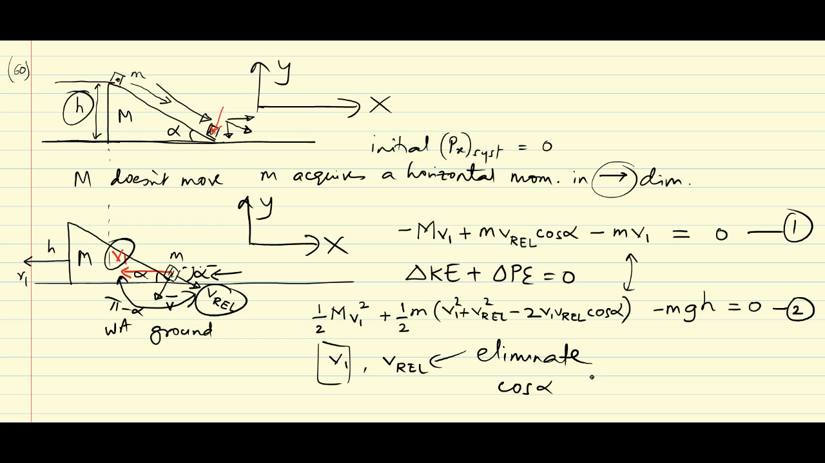You can retain h in the final answer, that's okay, but you have to eliminate v relative. V relative should not remain in the answer because it's an unknown. So get rid of v relative from these two equations and finally get the answer for v1. That's how to solve this particular question.